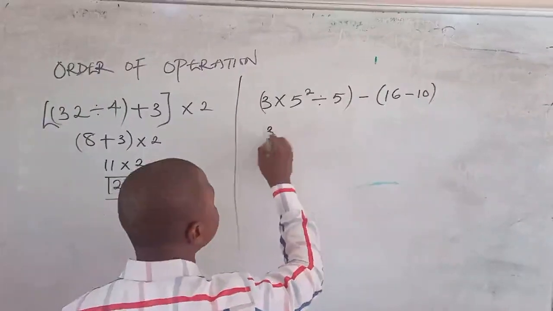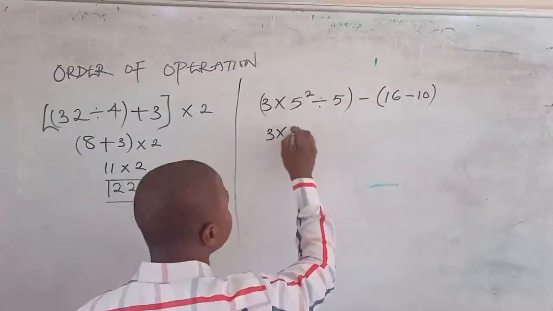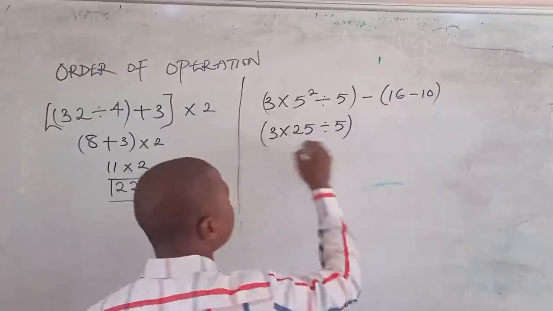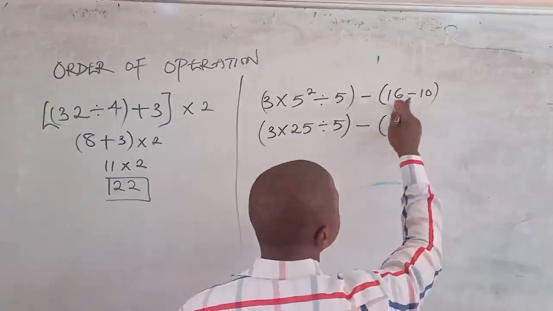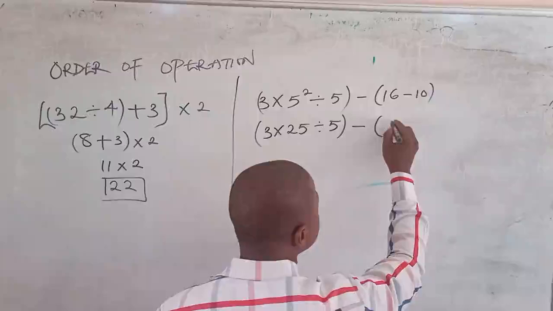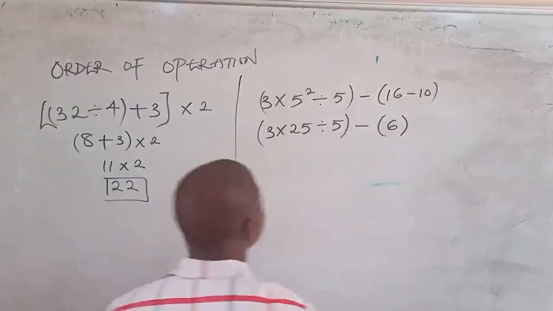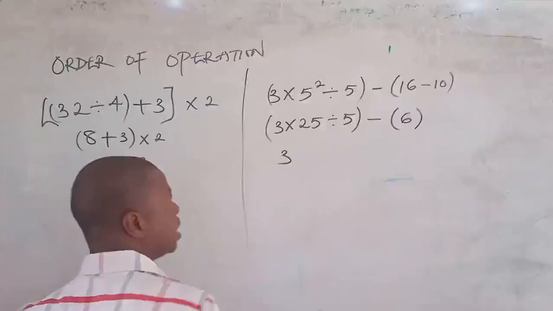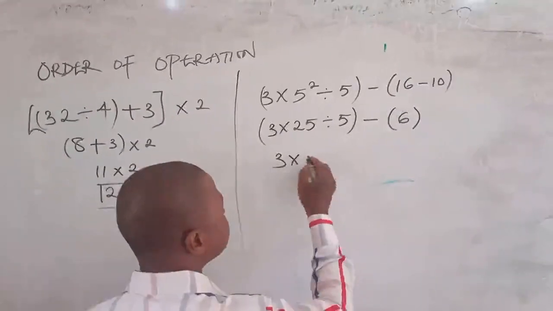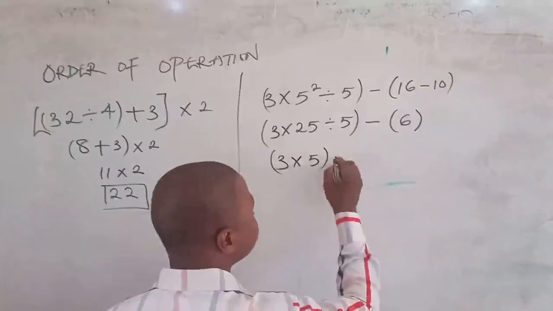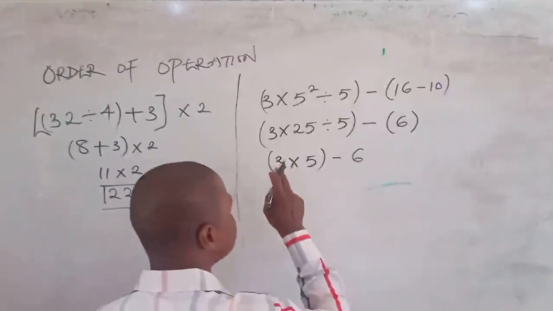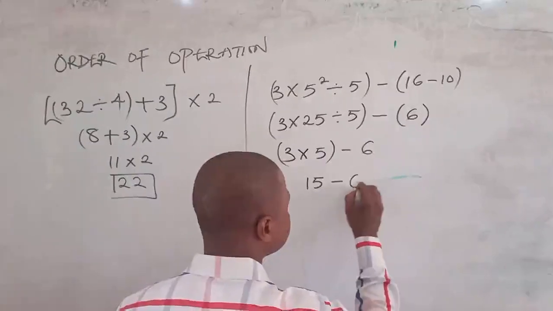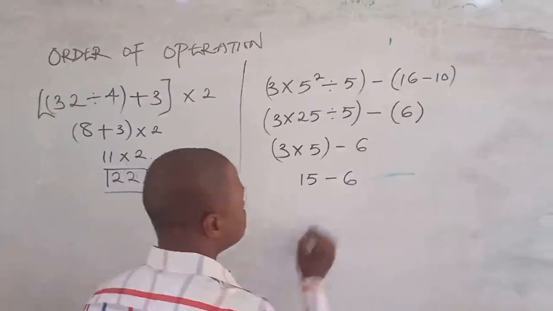So that is 3 multiplied by 5 squared is what? 25 divided by 5 minus 16 minus 10, that is 6. So since division comes first, we say 25 divided by 5, that is 5. 3 multiplied by 5 minus 6. So this is 3 times 5, 15 minus 6, and that is 9.